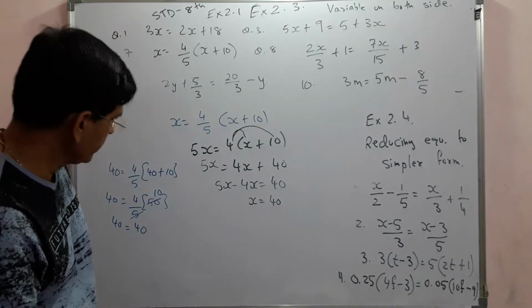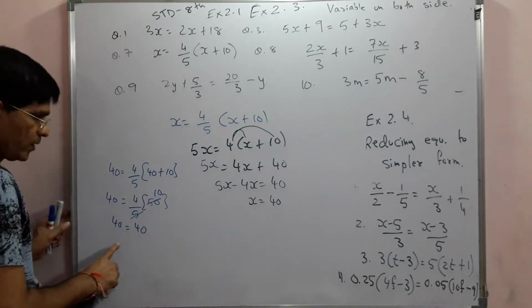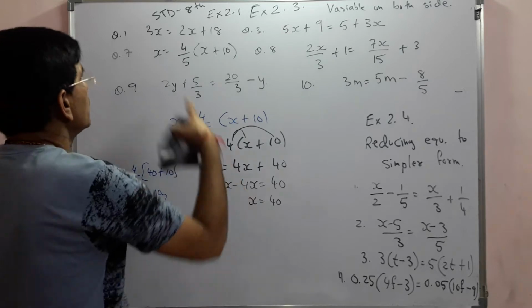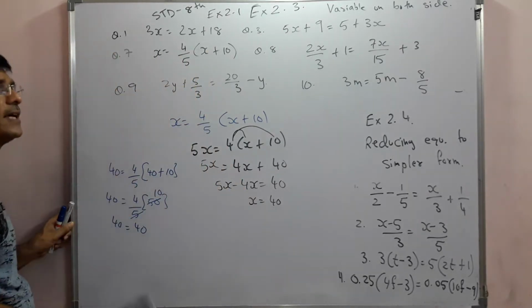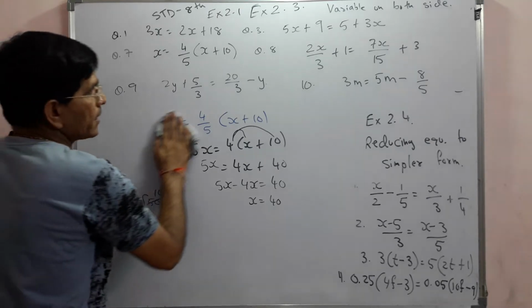It is called checking. So in this way we can check our answer. If we put x equal to 40 in the left hand side and right hand side, we get equal values. Then we can say yes, our answer is correct.